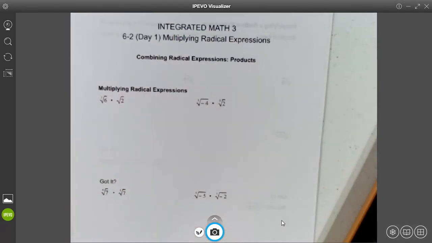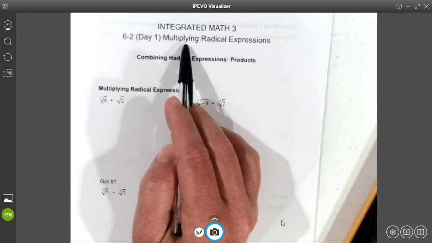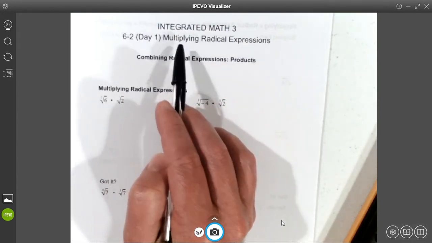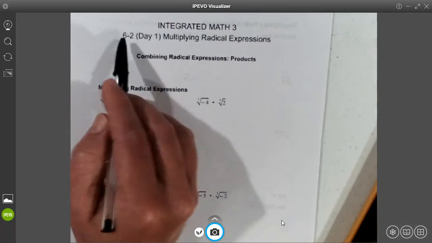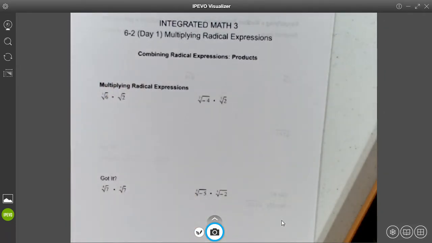We're going to spend a couple days on this. Today we're going to look at more of these radical expressions, but we're going to look at how to multiply them. The next lesson will be, you guessed it, dividing these things. But let's focus just on multiplying these things right now. How do we multiply with radical expressions?